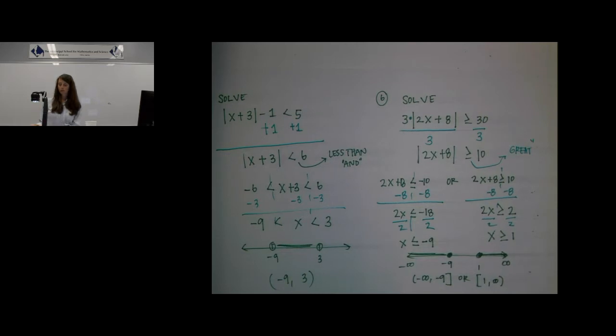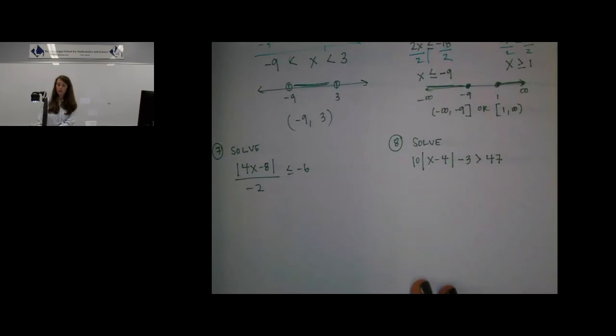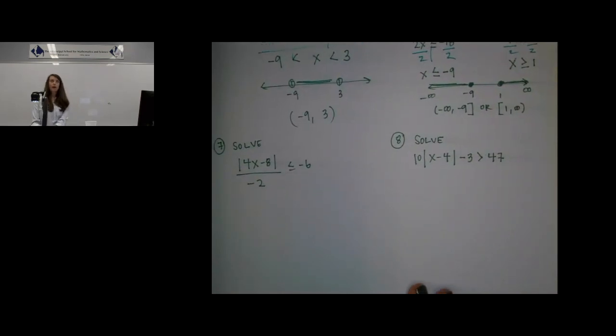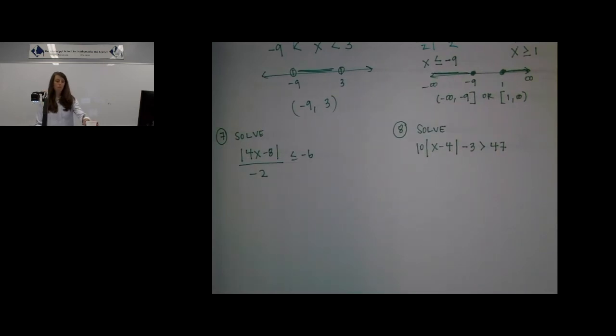Okay? Alright, y'all try to do 7 and 8 for me now. So we have to get the absolute value expression by itself first in both of those. So y'all try to do this. Okay? 7's kind of tricky.